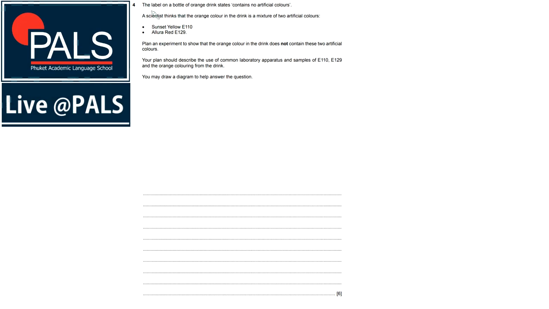let's see, the label on a bottle of orange drink states contains no artificial colors. A scientist thinks that the orange color in the drink is a mixture of two artificial colors, sunset yellow E110 and allura red E129. Plan an experiment to show that the orange color in the drink does not contain these two artificial colors. Your plan should describe the use of common laboratory apparatus and samples of the two artificial colors and the orange coloring from the drink. You may draw a diagram to help answer the question.